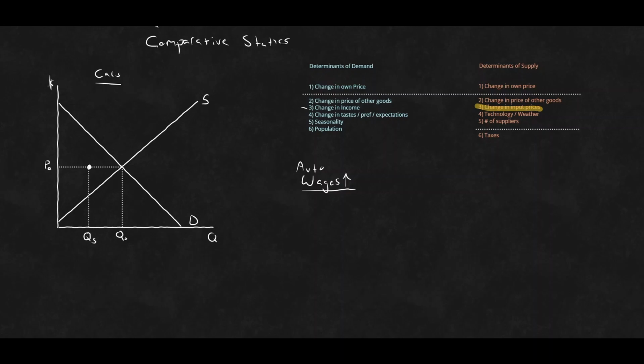This supply curve then, what does that mean? It means it has shifted. Let's try that again. Our supply curve has shifted. Let's get it through that dot. There we go. Our supply curve has shifted to the left. We have had this decrease in supply.